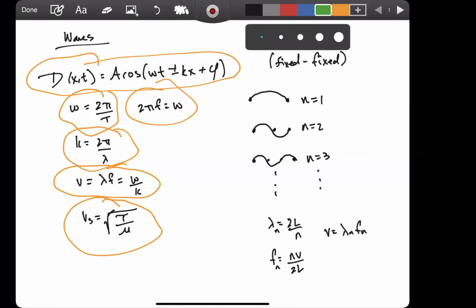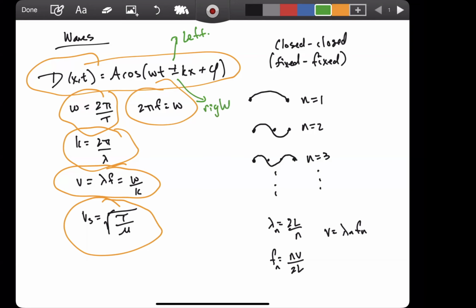And just to remind ourselves real quick, the plus sign here means that it is a left moving wave, while the negative sign, I should say, is for the right moving wave. And then we had the standing waves.